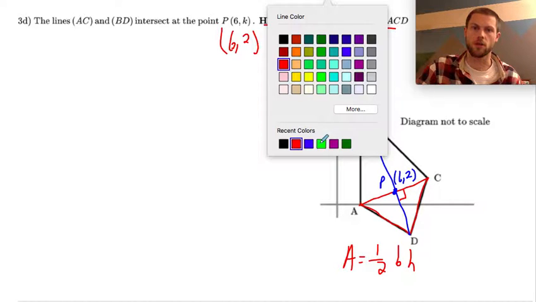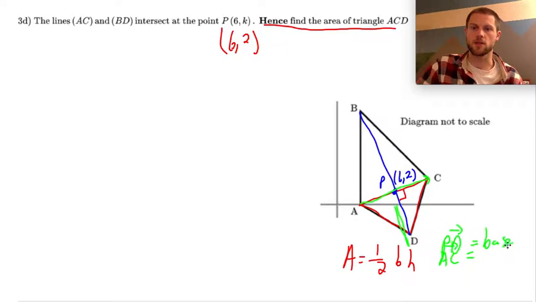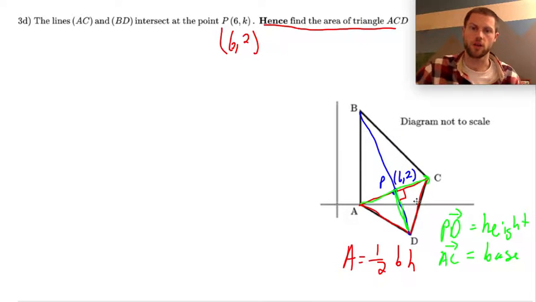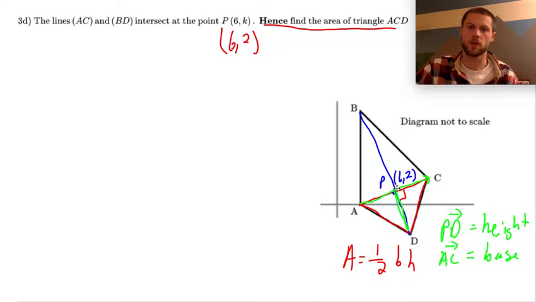Let's go another color here. This segment from P to D, or the vector from P to D, equals my base. And the vector AC is going to equal, oh, I have that flipped. Base is AC. Let's just erase that. PD is going to equal the height of this triangle, and AC is going to equal the base of the triangle. So you can kind of imagine this triangle being flipped over, and this is the bottom. My perpendicular is my height, and so I could find what both of these things are.